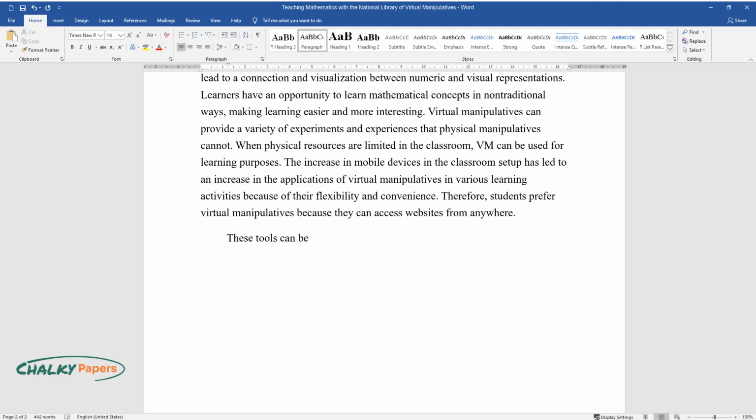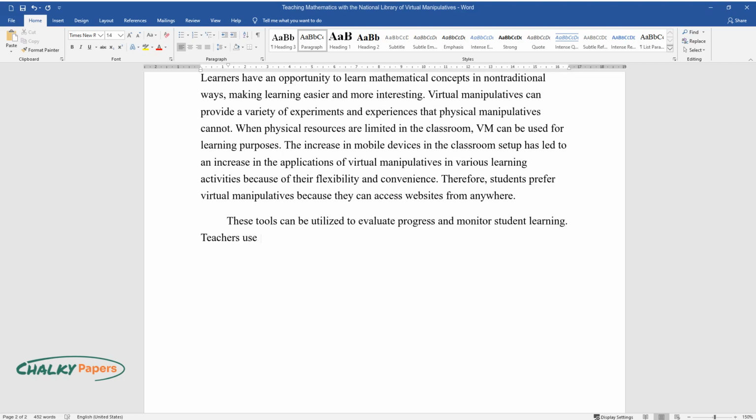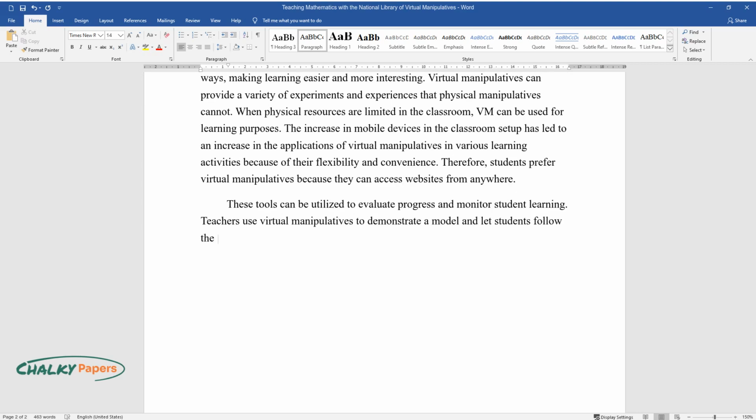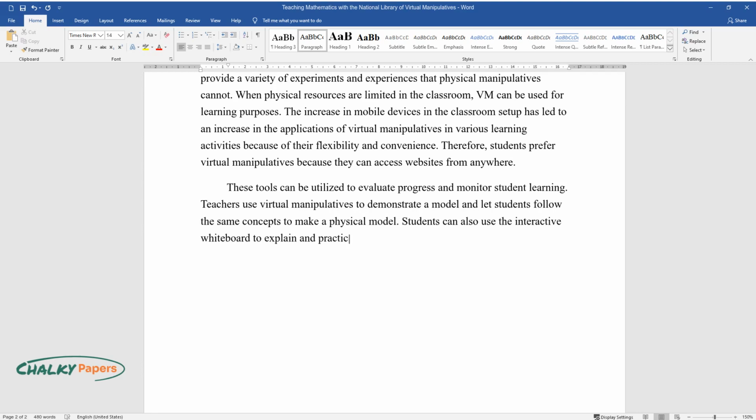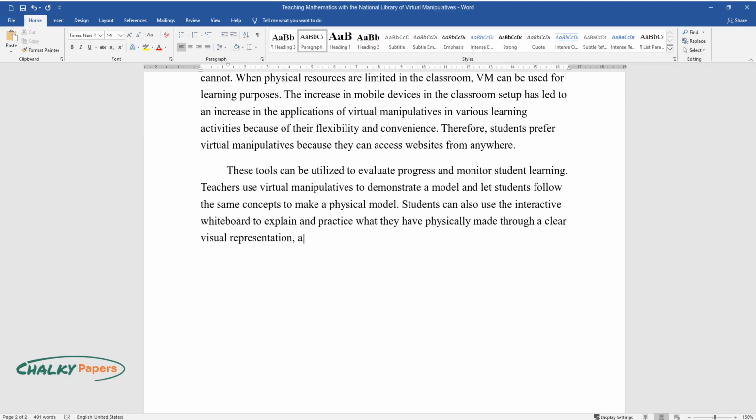These tools can be utilized to evaluate progress and monitor student learning. Teachers use virtual manipulatives to demonstrate a model and let students follow the same concepts to make a physical model. Students can also use the interactive whiteboard to explain and practice what they have physically made through a clear visual representation, and this portrays their levels of understanding.